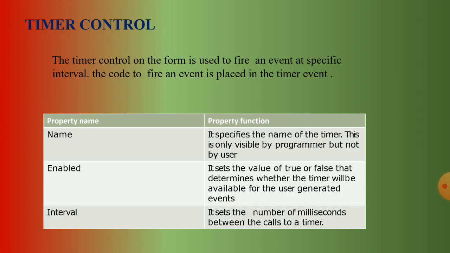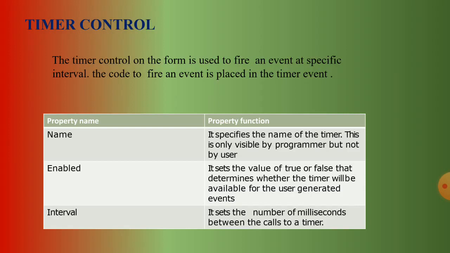The timer control on the form is used to fire an event at a specific interval of time. The code to fire an event is placed in the timer event. So if you want to fire it at a specific time interval, we must write the code and keep it in the timer event. The properties of this timer control are name, enable, and interval.